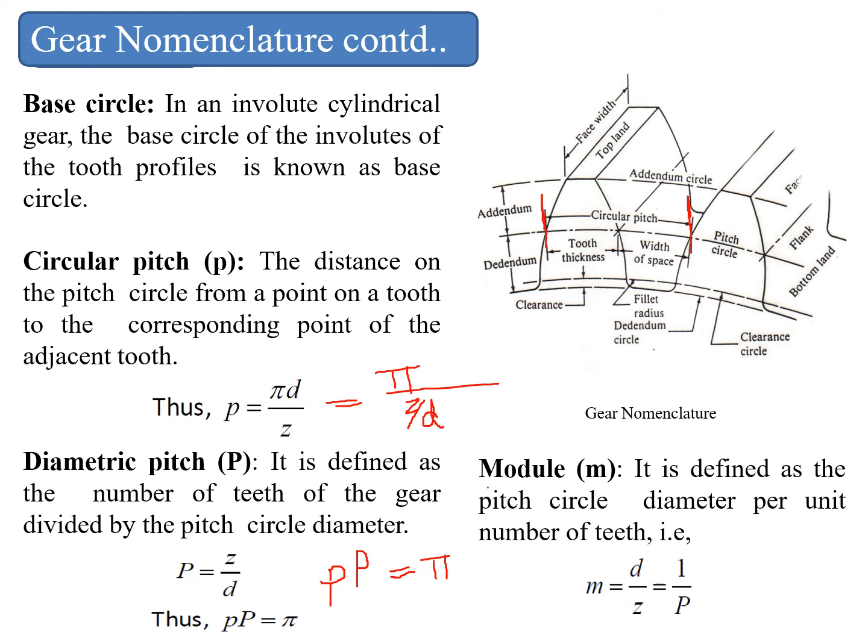Next, and a very important term through which we represent the gear, is module. It is defined as the pitch circle diameter per unit number of teeth. So the basic formula is diameter per number of teeth. Again, Z by D can be written as 1 by P. So this is the relation between circular pitch and module: they are inversely proportional.